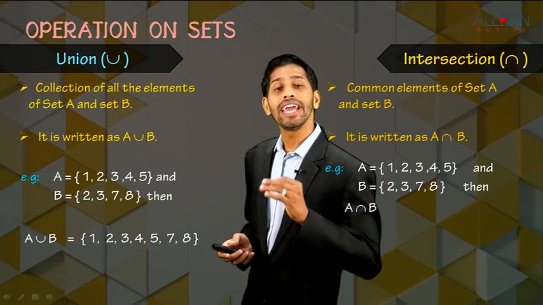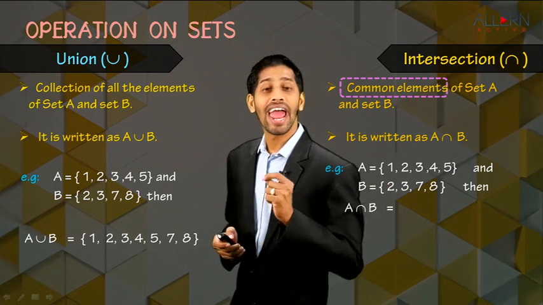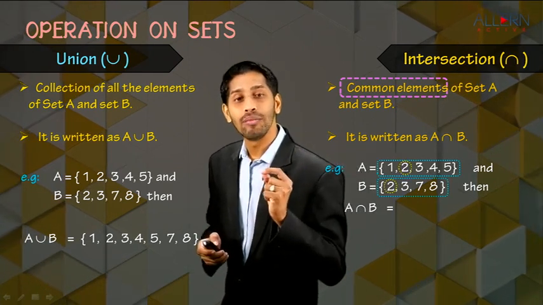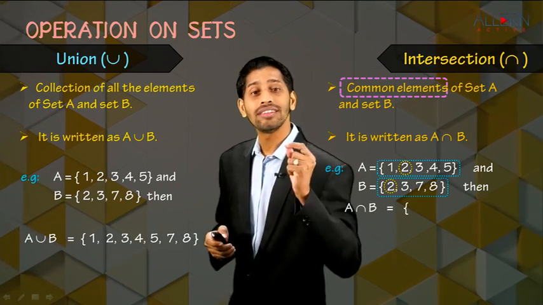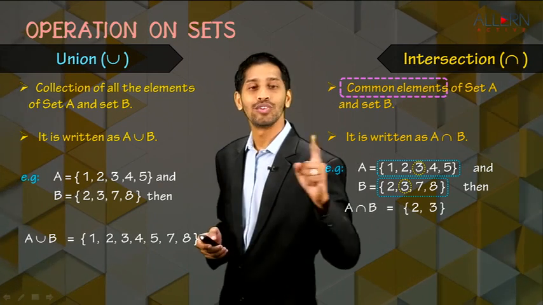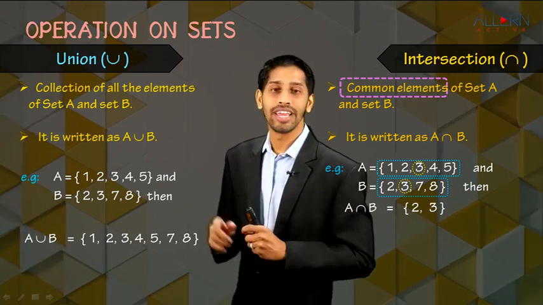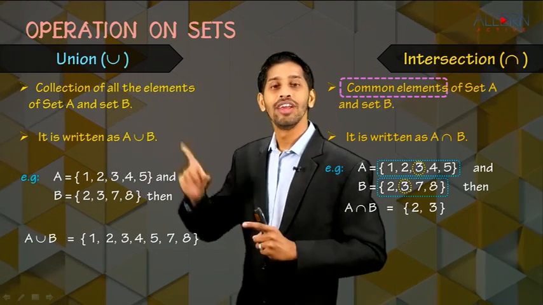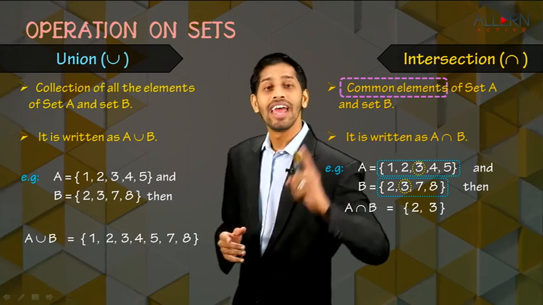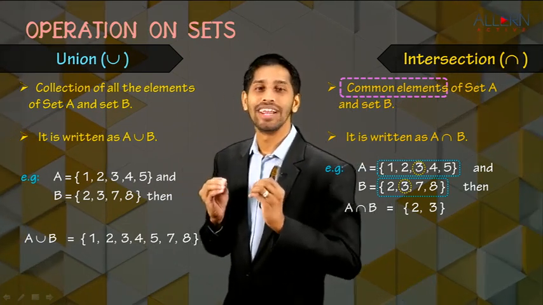If we want to find A intersection B, we have to write only common elements, and if you observe both sets, 2 is common. It is present in both sets, as well as 3 is common. So we write A intersection B is equal to 2, 3. So that completes the operations on sets, union and intersection. Union means collection of all the elements without repetition, and intersection means we have to write only common elements.